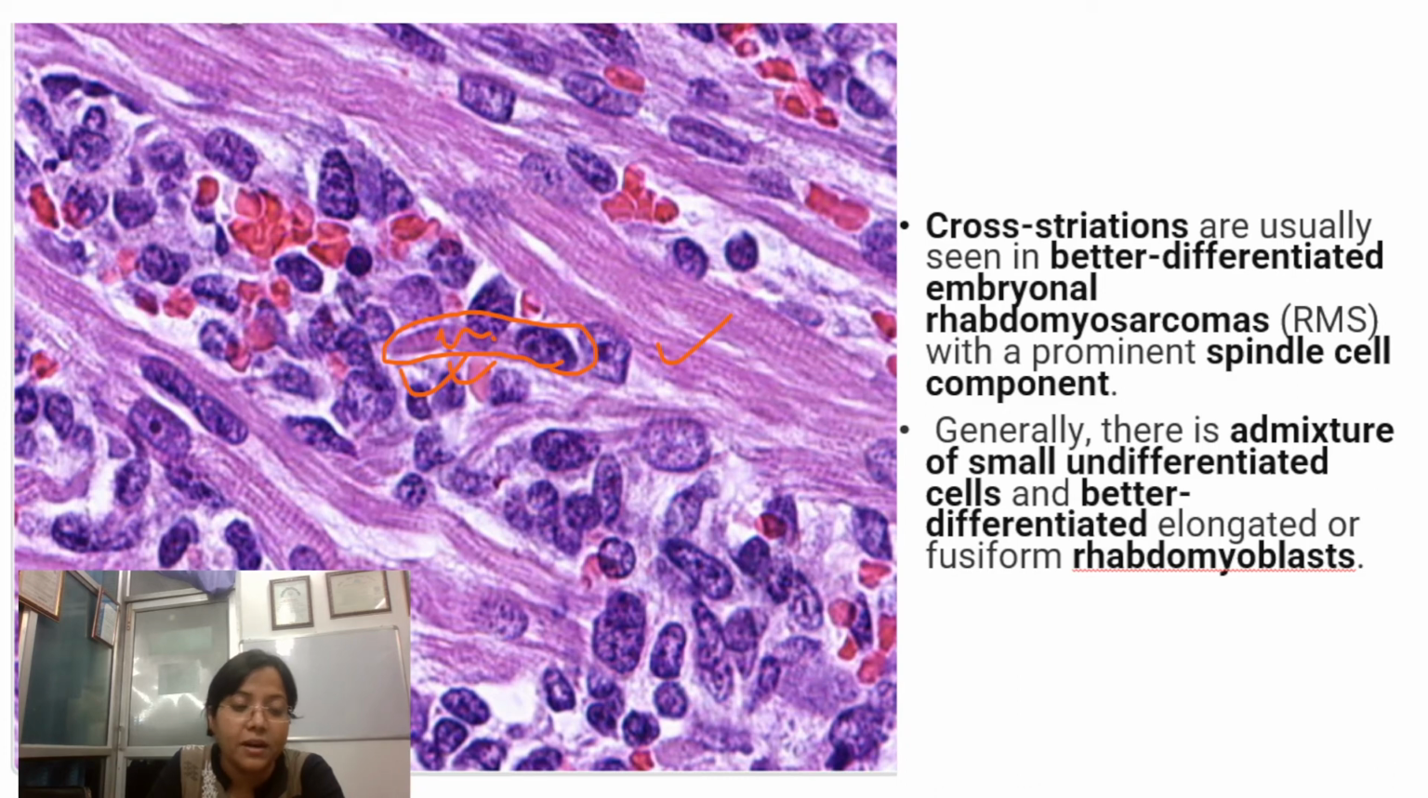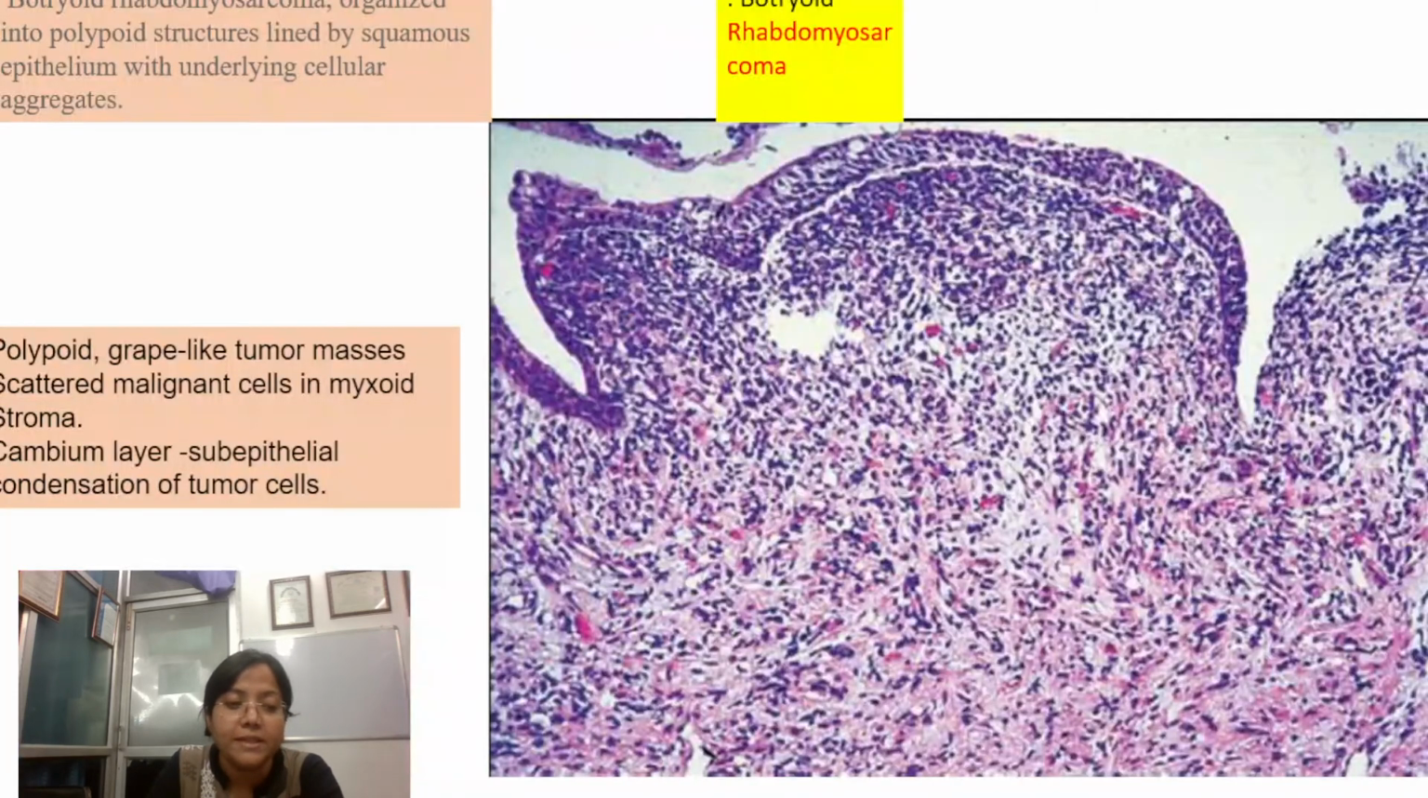Apart from that, the other variant of rhabdomyosarcoma is botryoid rhabdomyosarcoma, and it is basically found in the lining mucosa. It is mostly found in the genital areas, and sometimes it is also found in the oral cavity, where there is squamous lining. You can appreciate here the squamous lining, below that the tumor cells grow, and in between there is a cambium layer. You can easily appreciate the cambium layer. The term botryoid means grape like, and the gross specimen looks like grape clusters, so it is known as botryoid rhabdomyosarcoma.